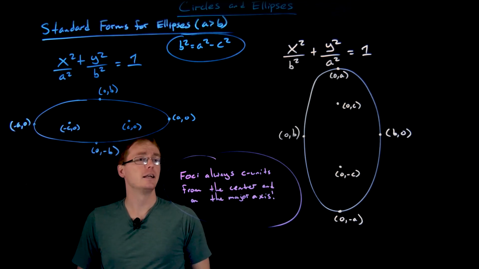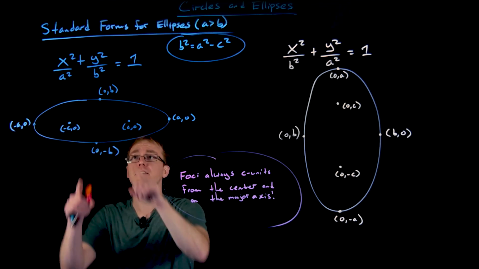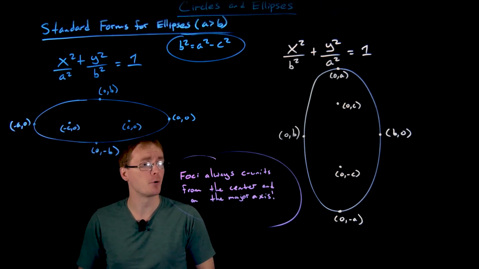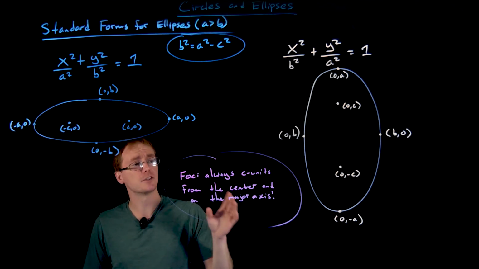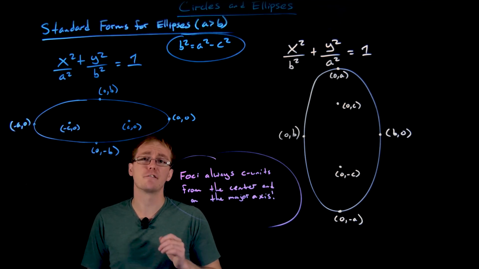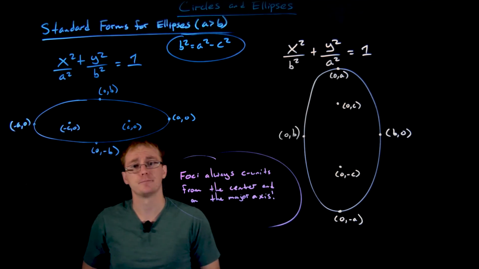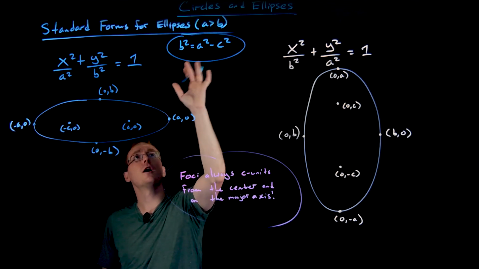The foci are always going to be c units from the center of our ellipse. We can find the center using any pair of vertices. It's always the midpoint, or if you know the foci, you can find the midpoint there too. The foci are always this special number c units away from the center, and the foci always land on the major axis.